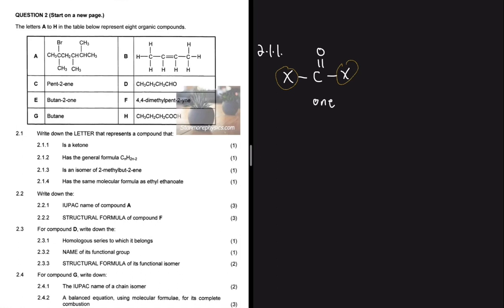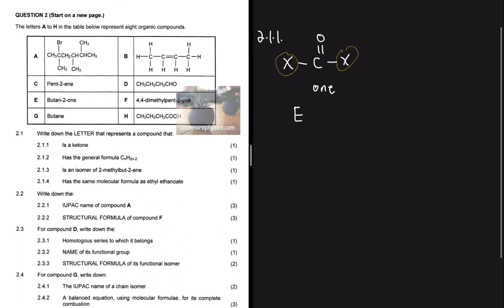So when we go to the table, that's what we're looking for. Clearly, A is not. And then clearly, B is an alkene because of the double bond. And then C is also an alkene. The name is telling us. And then D seems like it's an aldehyde, because the oxygen is on the carbon that's on the end of the chain, right? But E ends with O-N-E, so that gives it away, that is a ketone. So for 2.1.1, I'm definitely going with E.